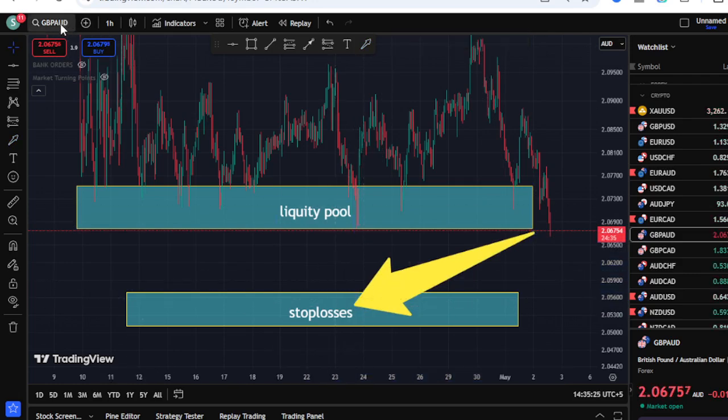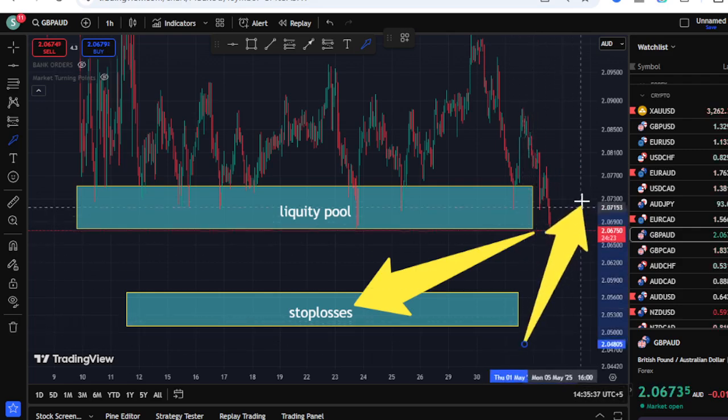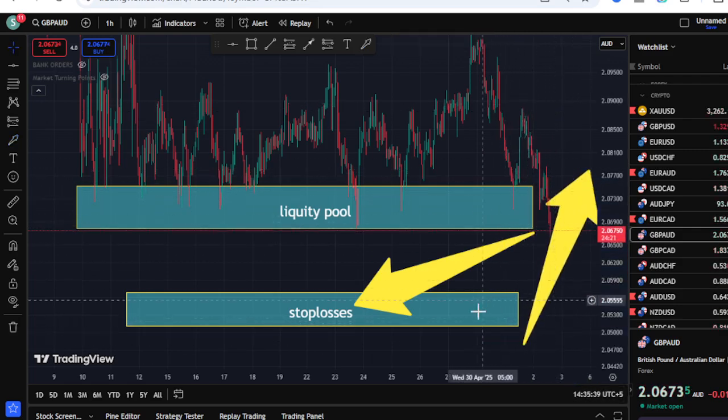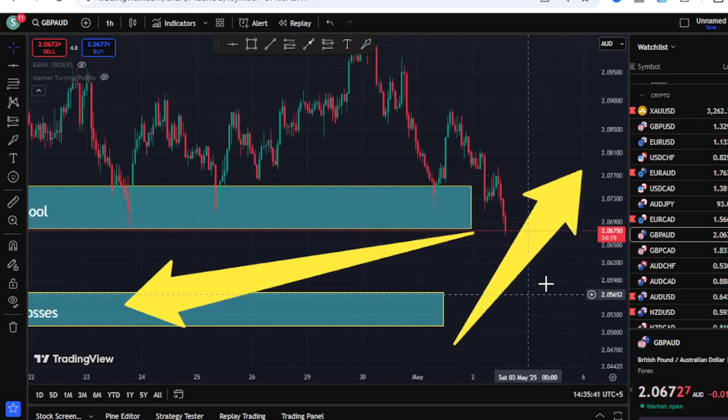Just note down that chart, that is the Great Britain Pound AUD 1 hour chart. It will come to eat those stop losses, and after eating them, if further stop losses are sitting below, then it can also hunt. Otherwise, it will move. After eating all the stop losses, just look at these levels. The price can reverse from these levels, that is 2.04700.